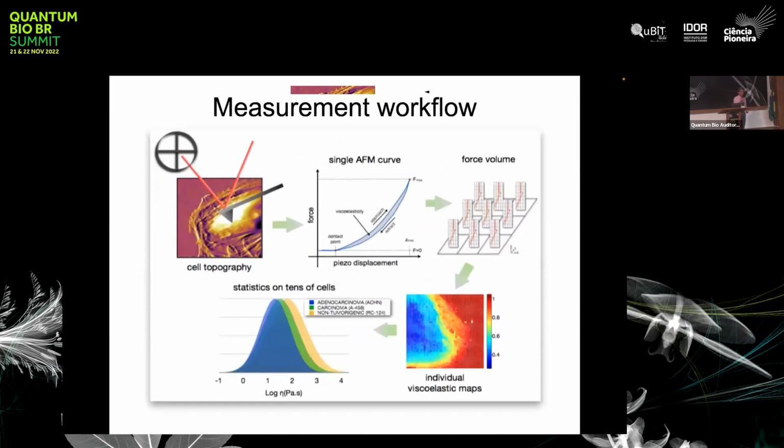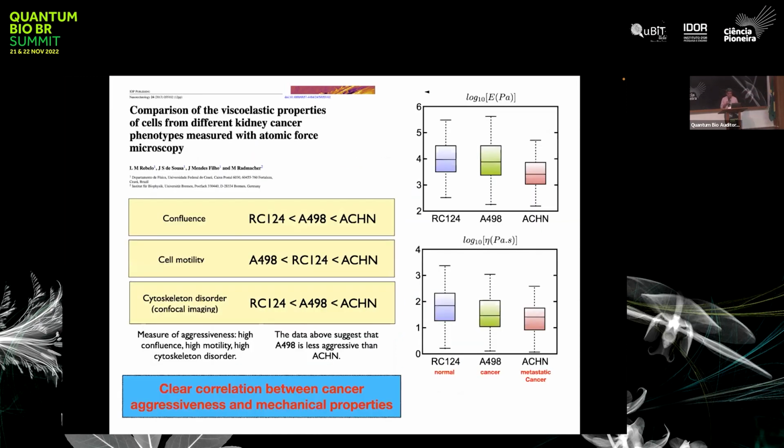And to measure cells, this is our workflow. Essentially, we take the whole cell culture to the AFM, and then we scan the surface of the cells, and for each point, we acquire a force curve. Then we make several force curves over the whole cell surface. We apply a physical model, we transform it to a viscoelastic map, and then we make statistics over several measurements in different cells.